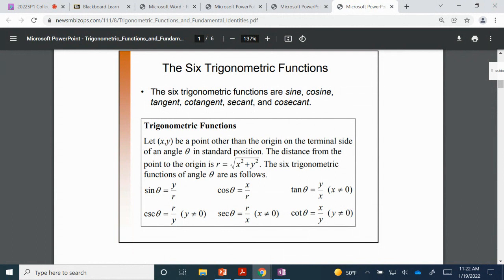The tangent is y divided by x, and then we have our reciprocals. The reciprocal for sine is cosecant. The reciprocal for cosine is secant. And the reciprocal for tangent is cotangent. Notice that the sine is y over r, and its reciprocal, the cosecant, is r over y.